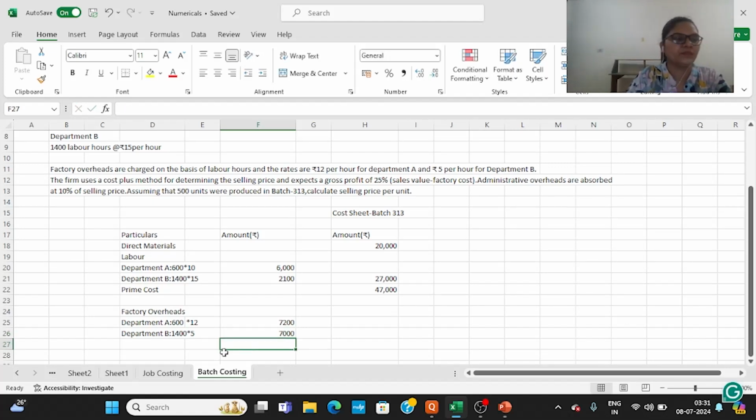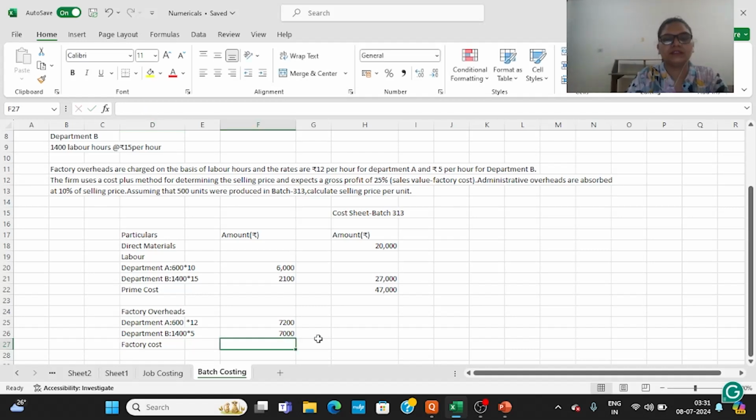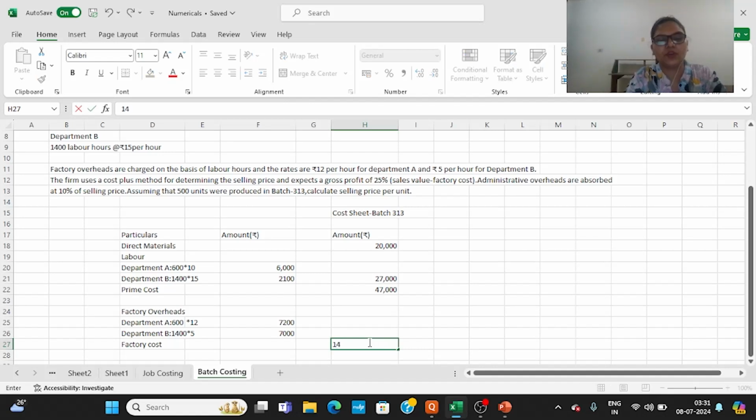So after adding factory overheads to prime cost, as we are all aware, after preparing the cost sheet we usually get factory cost. Factory cost is 14,200.